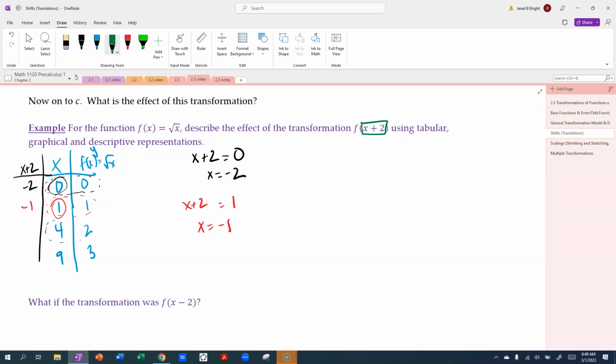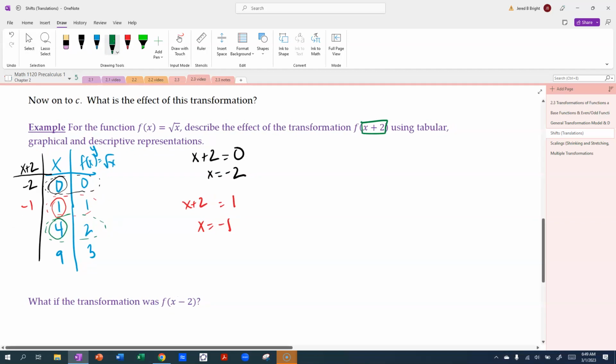One more time, and then maybe we'll detect the pattern. For the next point, I'm going to pick the x value. The x value was 4, but now I'm replacing it with x plus 2. Solving it, the new x after this transformation has occurred is 2. Can we detect the pattern? So 0 moved to minus 2, 1 moved to minus 1, 4 moved to 2, and I think we can say that 9 would move to 7. It moves 2 units to the left.